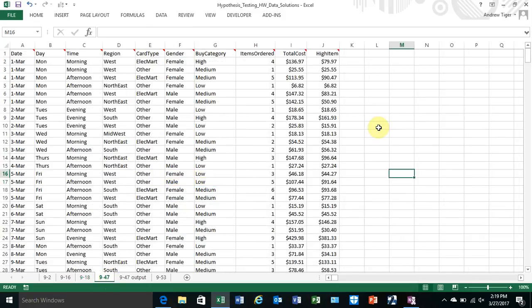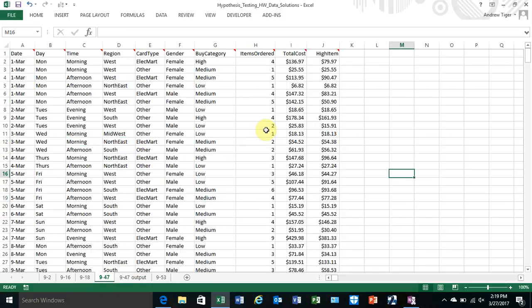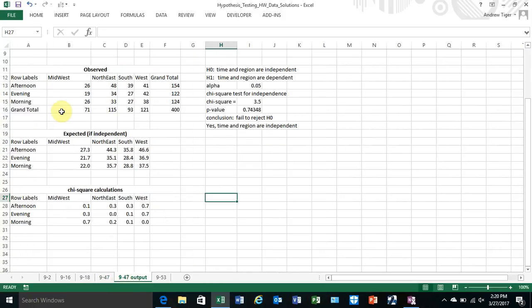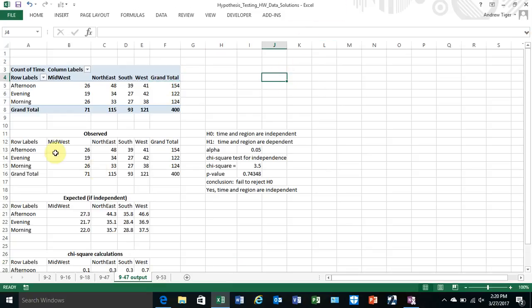Problem 47 is that we have data, and we're looking at several things, but in this case we're looking at the time of day of the transaction against region. We want to know if the time that people place an order is a function of which region they are placing orders from. And so we built a pivot table first. We built a pivot table to generate the observed data. So we had our pivot table that we built, and once we have that, we copied it, and that becomes our observed data.